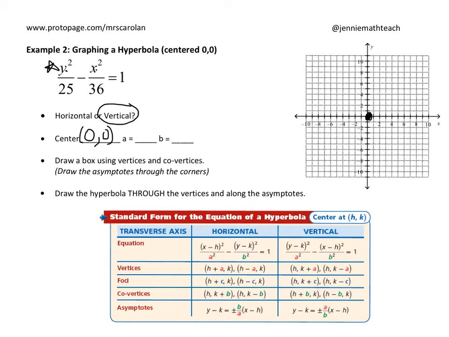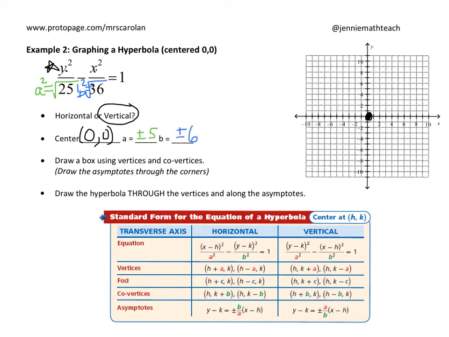Okay. Now we need A and B. A squared is always going to be first, so we'll square root that and we get plus or minus 5. B squared will always be second. So the B squared is 36, and when we square root that, we get plus or minus 6.